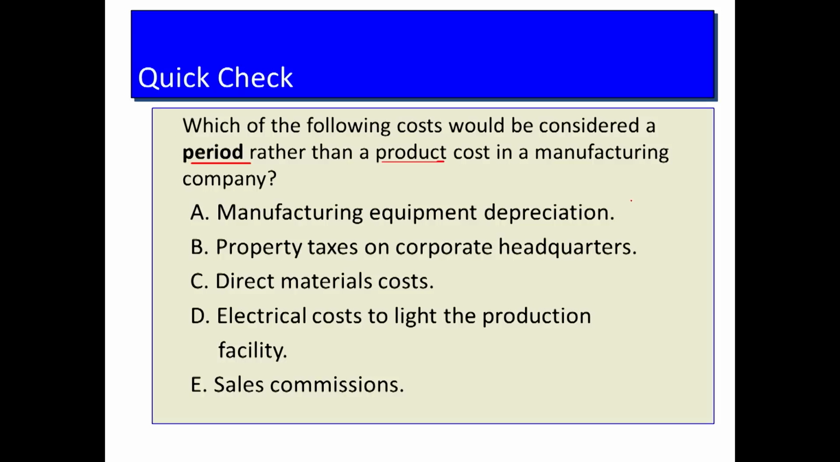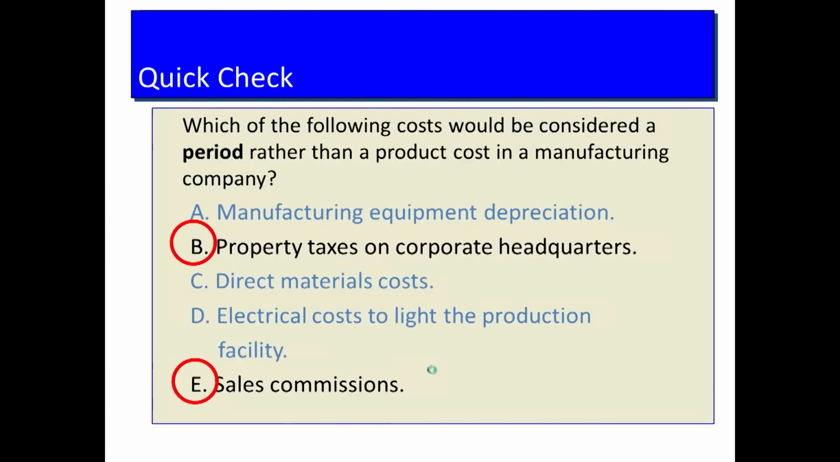First one, is that a product or period? I see the word manufacturing. The argument is over. It's a product cost. Second one, property taxes on corporate headquarters. Period. That is a period cost. Direct materials costs. That's product cost. Electrical lights to light the production facility. Product. Sales commission. Period. Okay, so the only 2 period costs were B and E.